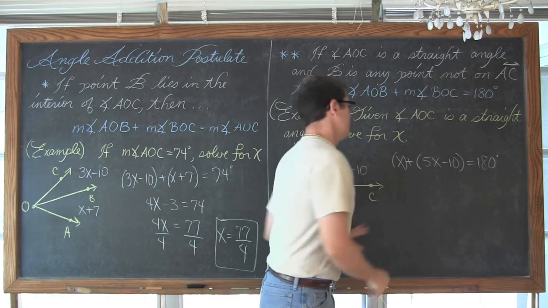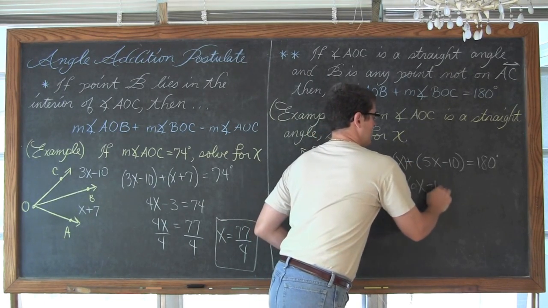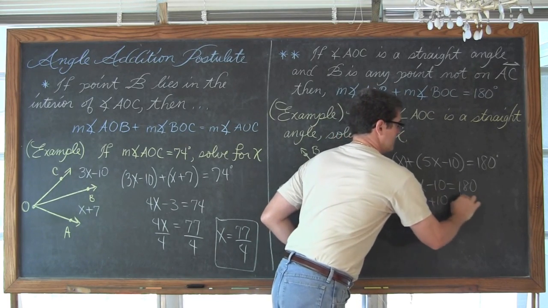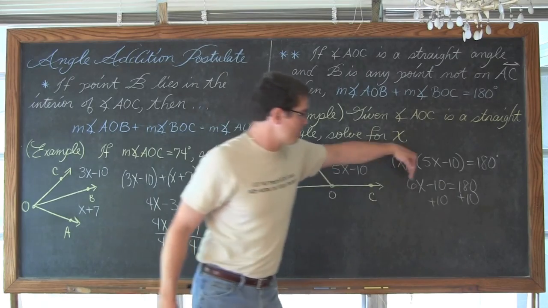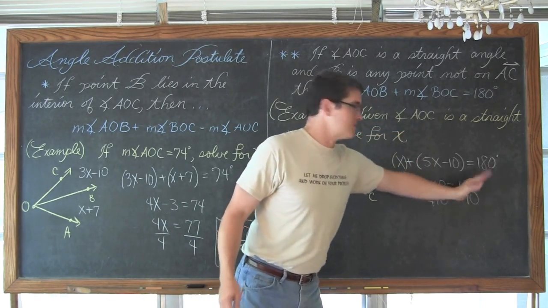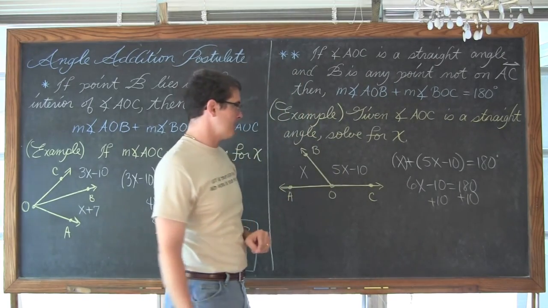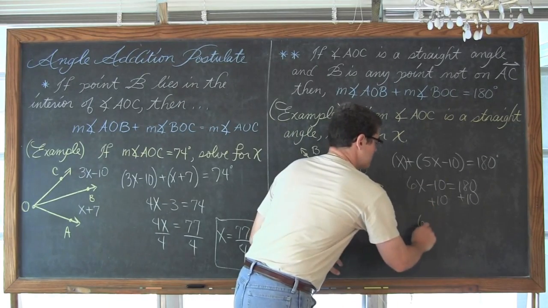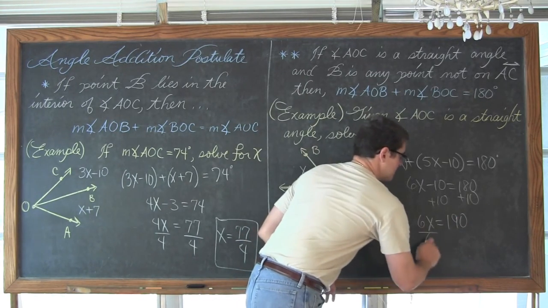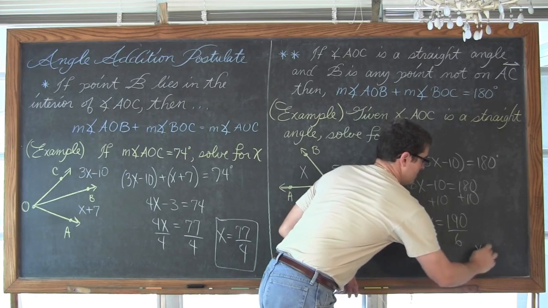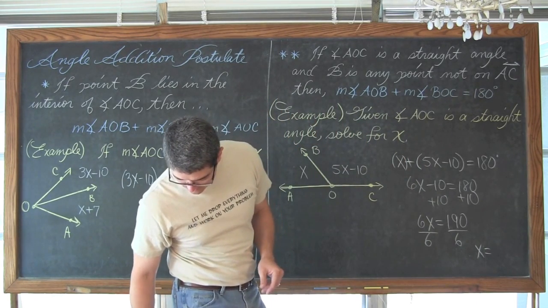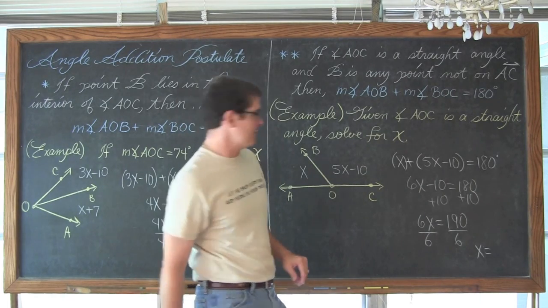X plus 5x plus 6x minus 10 is 180. We're going to add 10 to both sides of the equation. Whenever you want to move a number, or a variable for that matter, from one side of an equation to the other, you want to always do the opposite math operation. And so that's going to be 6x is equal to 190, and divide both sides by 6, and we get, let's see here, I'll just cheat, 63 and a third.